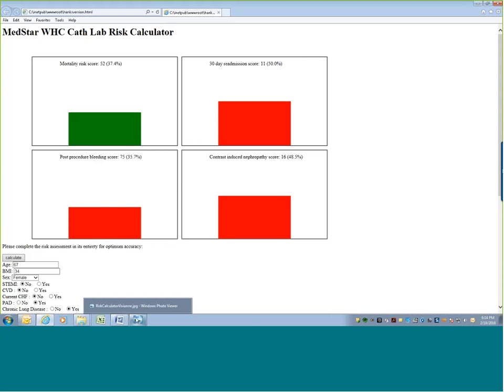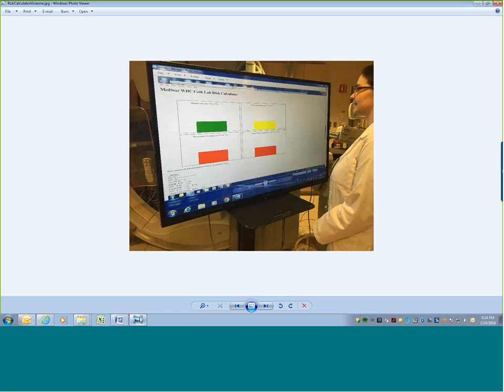Here is a picture of one of our clinicians using this risk calculator in the cath lab. We find this to be a valuable tool and believe that other cath labs may find this to be valuable to help them with clinical decision-making as well as test the algorithms for their patient population.